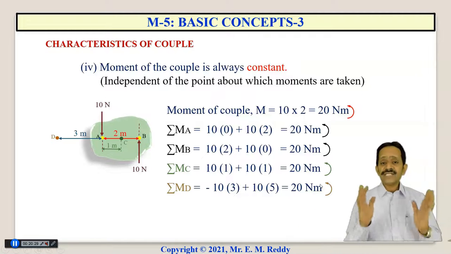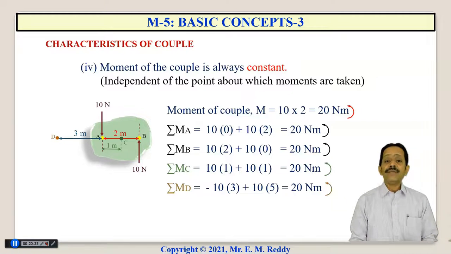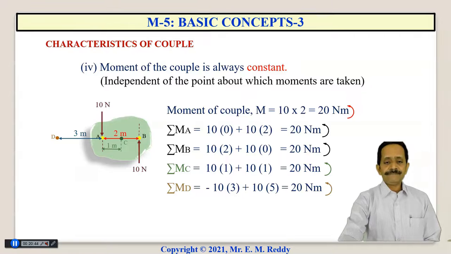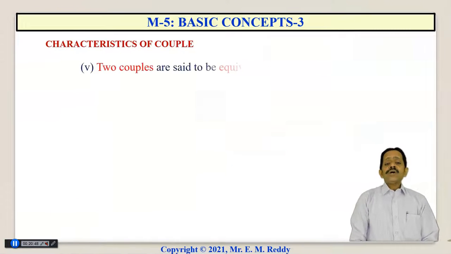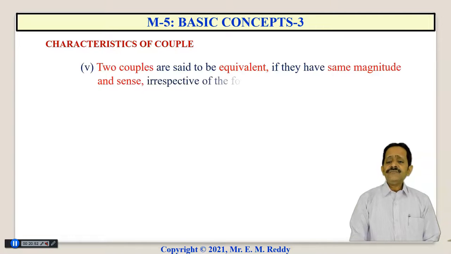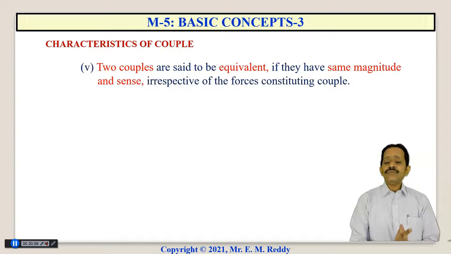Means if you take the resultant moment of the couple about any point in the plane, it remains constant, right? So it is independent of the point about which the moments are taken. Then two couples are said to be equivalent if they have the same magnitude and sense, irrespective of the forces constituting the couple.